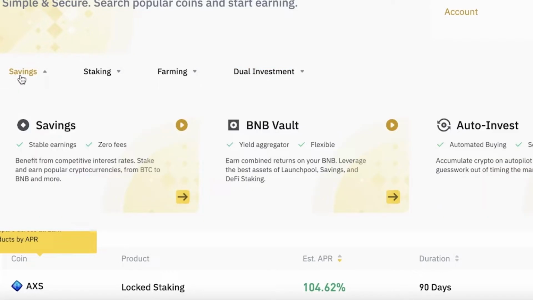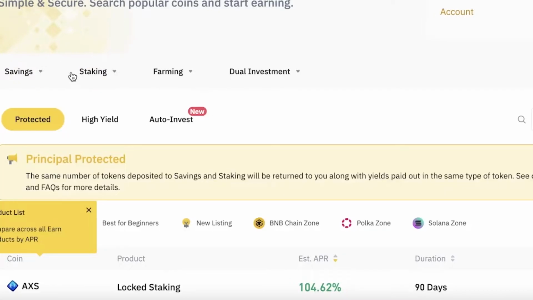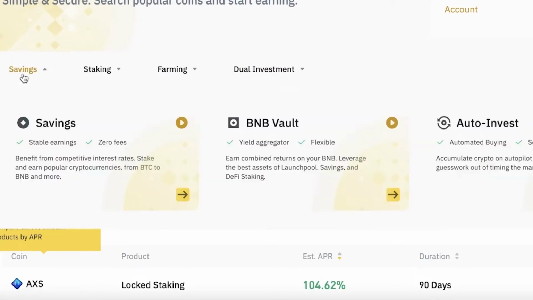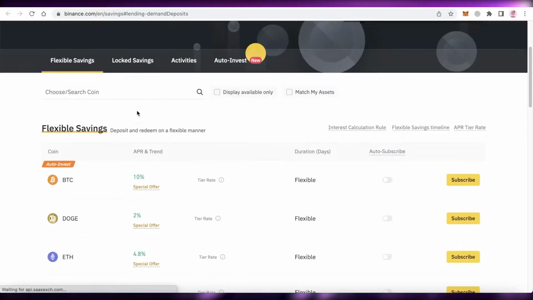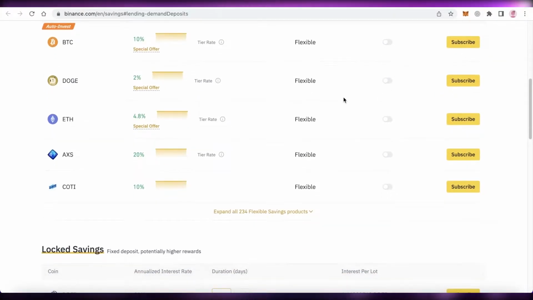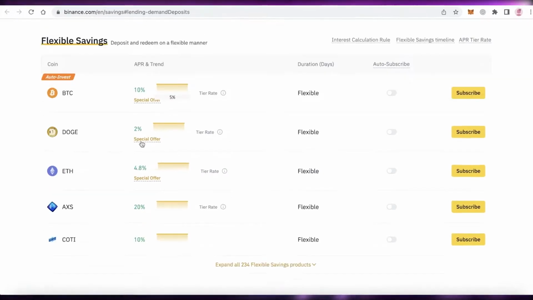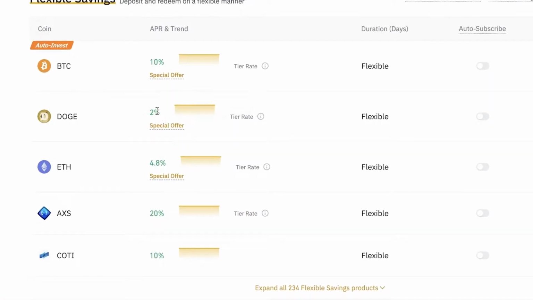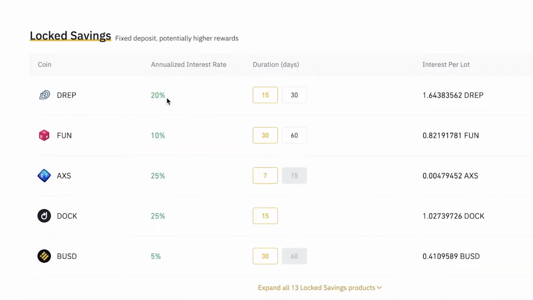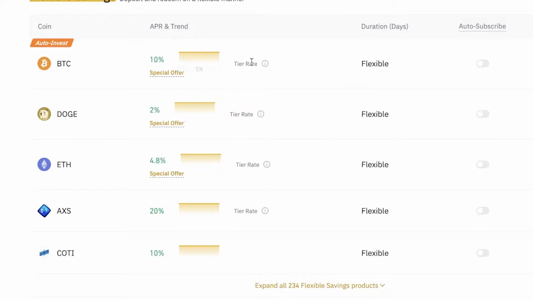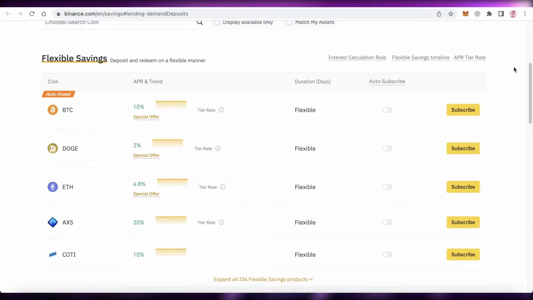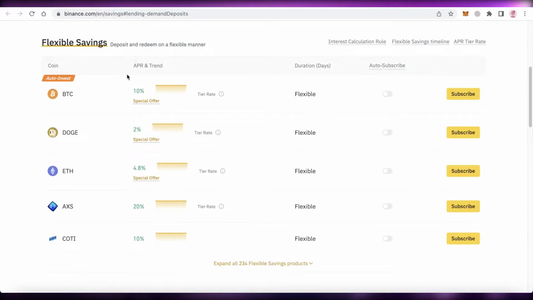Now, to get started with Binance Earn, you're going to click on savings, and in your savings section you have three different types of savings. First off, you have the basic savings section, which is the flexible savings, and in flexible savings you have things like subscribe, where you can subscribe to a special offer of savings. You have the APR, which is the interest that you are going to be given, and they're also giving special offers on APR. You also have flexible savings, where you can deposit and redeem in a flexible manner. So if you ever want to take your money out, you can take it out in flexible savings.